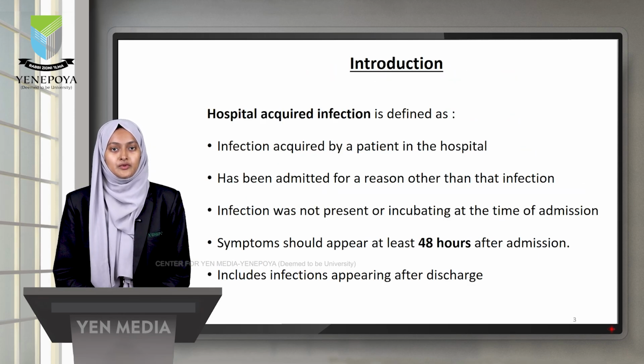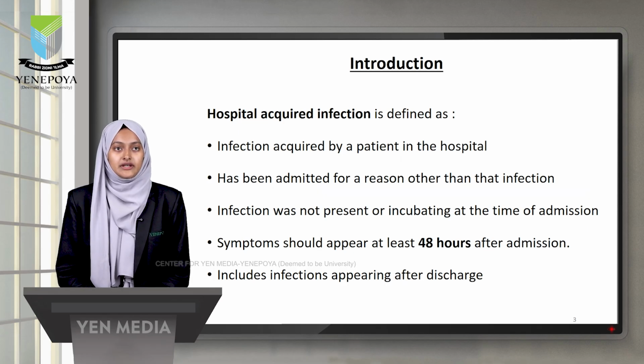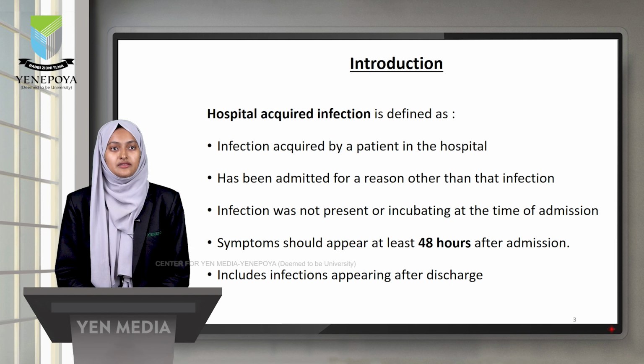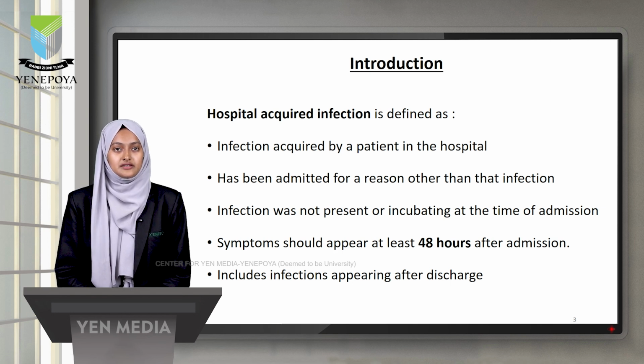Now, before we move into the standard precautions, we should know why these precautions are necessary. If these precautions are not followed, what will happen? There are chances of hospital acquired infection. So what is hospital acquired infection? It's an infection which is acquired by the patient in the hospital. And there are certain criteria which have to be fulfilled to be called a hospital acquired infection.